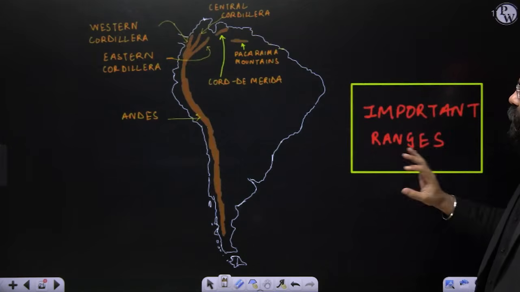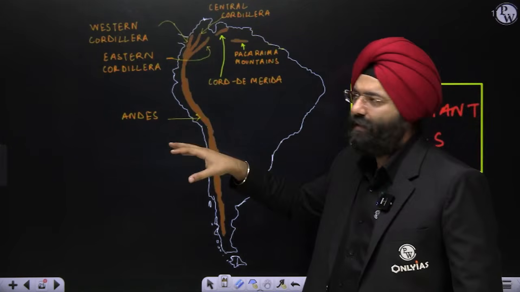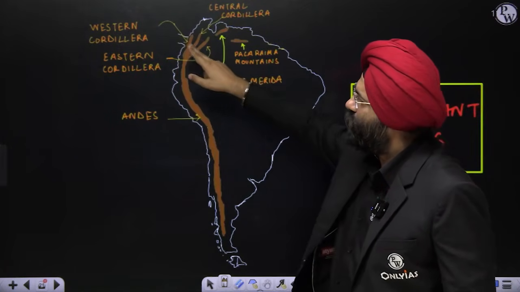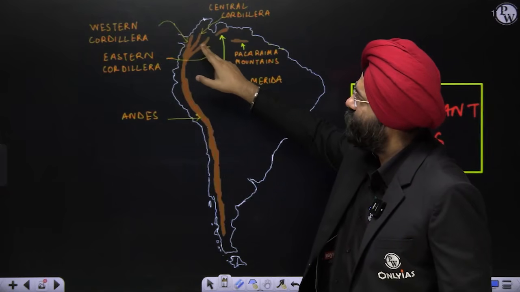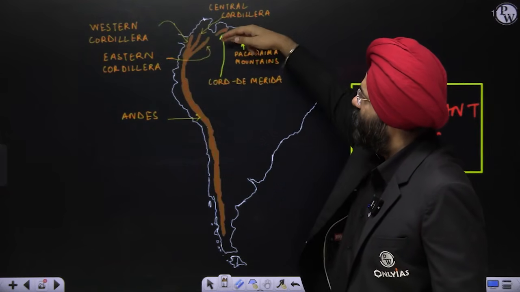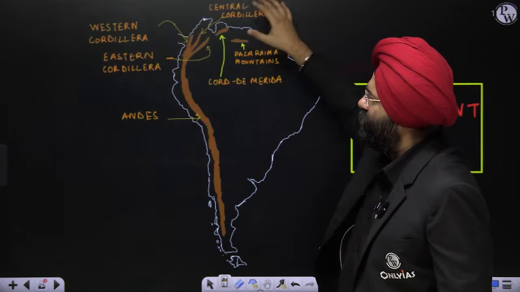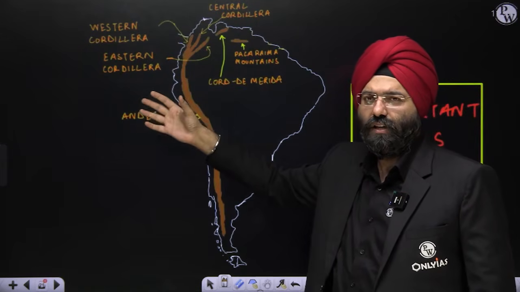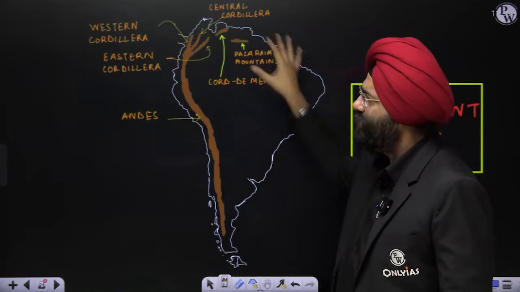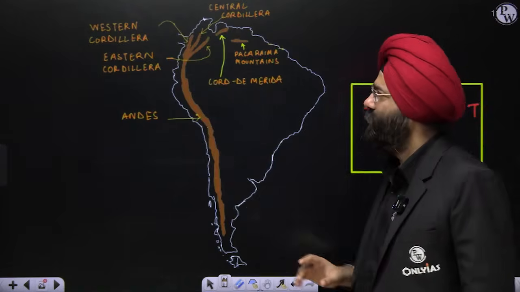Now comes the important ranges. We have already done this. These are the Andes range, and these are the Cordilleras: Western Cordillera, Central Cordillera, Eastern Cordillera, and Cordillera de Merida and Pacaraima Mountains. So we have already done this. I had already covered it when we were doing the Andes. So these are the major mountain ranges that you should be well aware of.